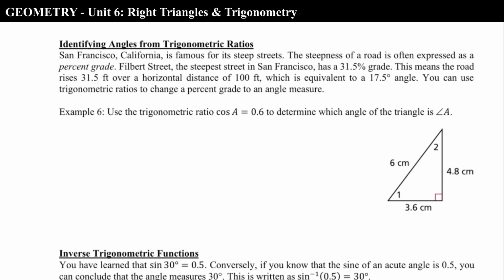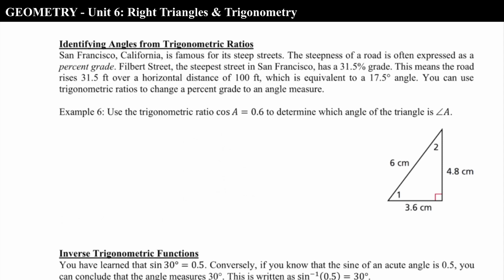This means that the road rises 31.5 feet over a horizontal distance of 100 feet, which is equivalent to a 17.5 degree angle. That's fairly steep for it to be a straight road. If you think about it, 100 feet is about a third of a football field. So we are rising over 30 feet over the distance of a third of a football field. That is a very steep change.